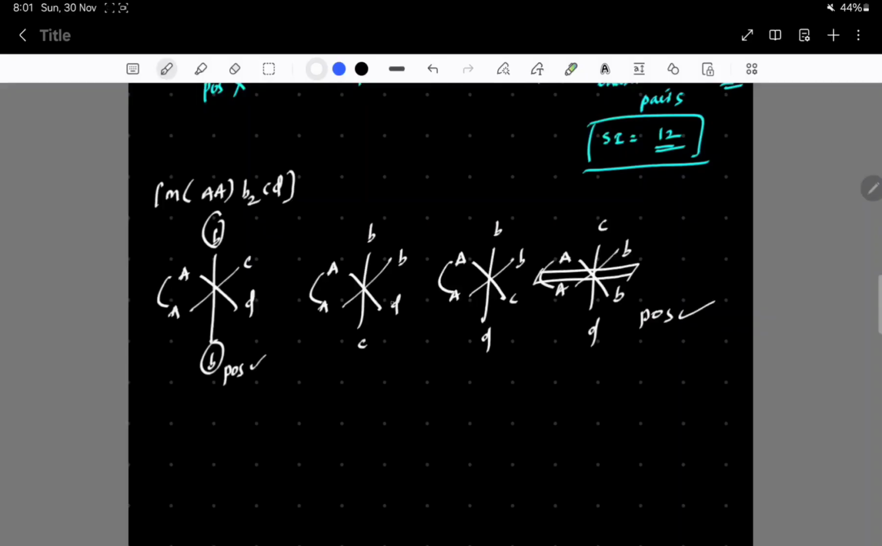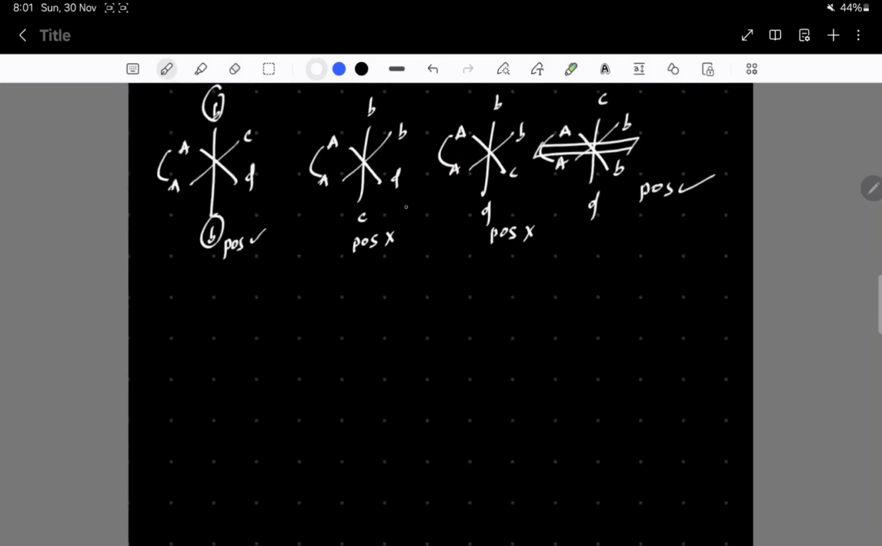Now you can take any imaginary plane, student. The plane is absent here, here also absent, absent again. So from this I can write 2 mirror images: 2, 1 into 2, 1 into 2.